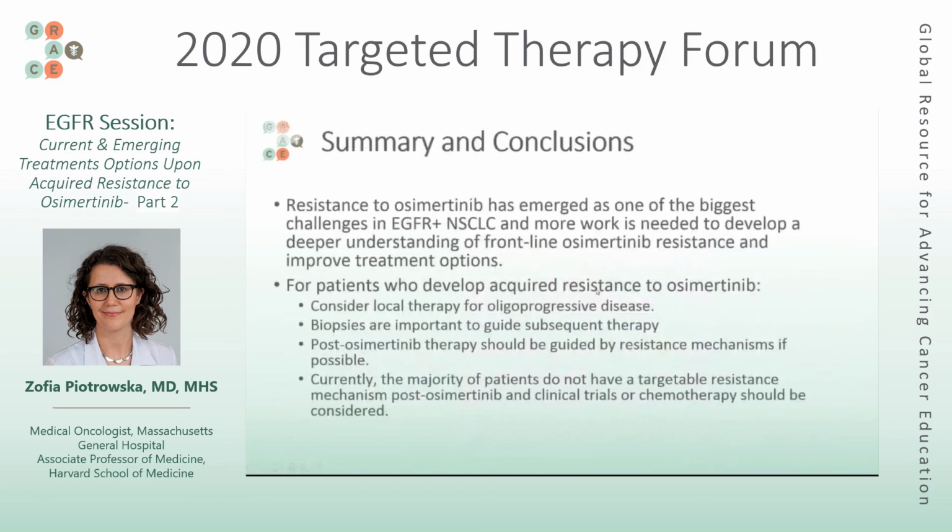So in summary, resistance to osimertinib is a big challenge, and we still have a lot of work to do. For patients who progress on osimertinib, I think local therapy for oligoprogressive, limited progression of disease is important. Biopsies are important, and if possible, post-osimertinib therapy should be guided by resistance mechanisms. But for most patients now, I think either chemotherapy or referral for clinical trials is my preferred approach.